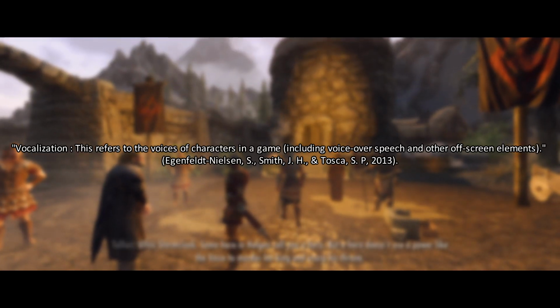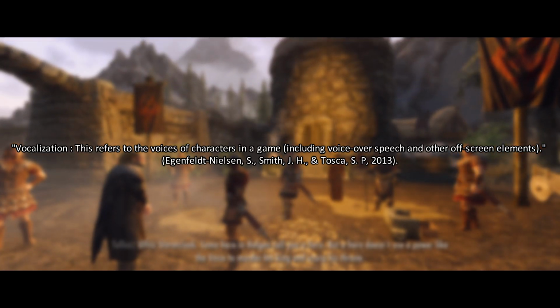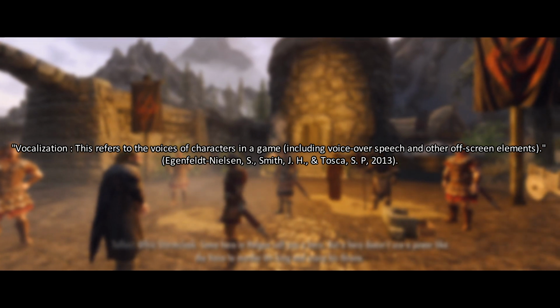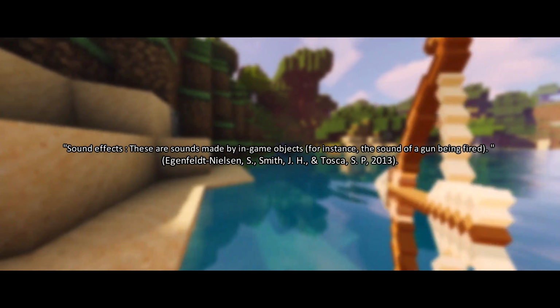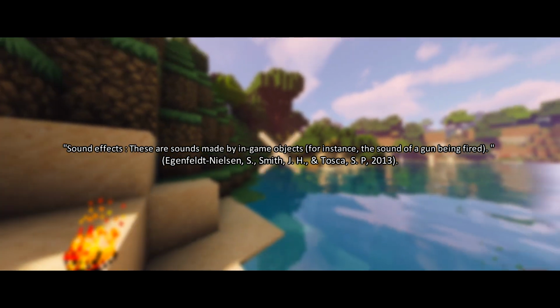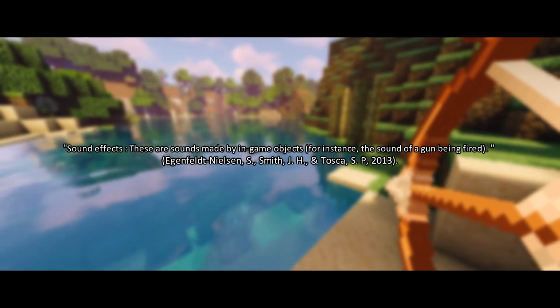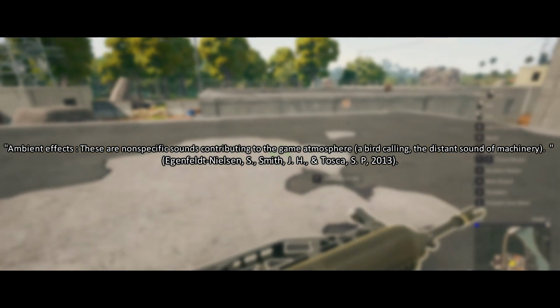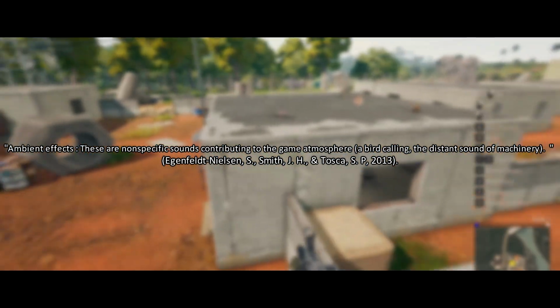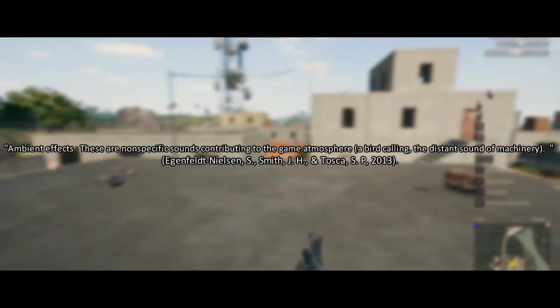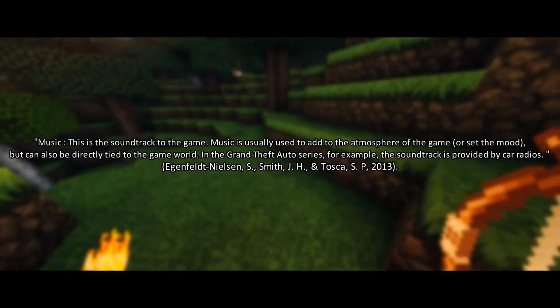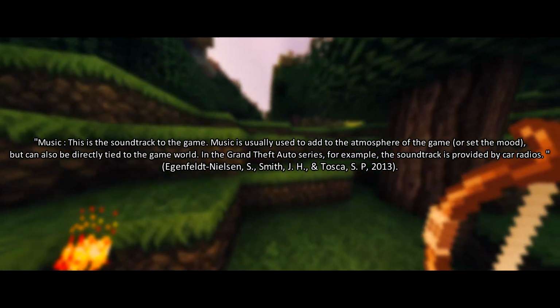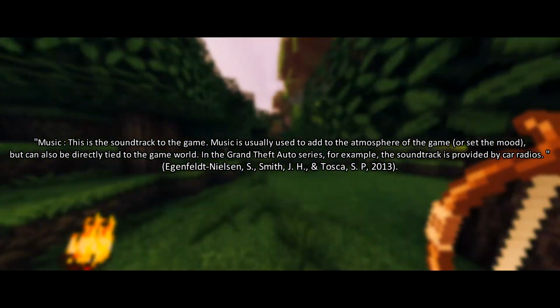So vocalization refers to dialogue and anything that would be heard from someone's mouth. Sound effects is to do with in-game objects, so if I were to fire a gun or knock over a barrel, for example. Ambient effects, on the other hand, refers to sound contributing to atmosphere, so distant gunshots in PUBG, or the wind in Skyrim. And music, I'm sure you can guess, is obviously referring to the soundtrack of a game.